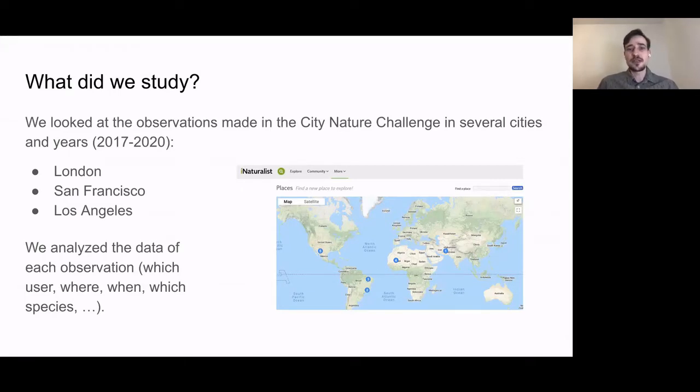We downloaded data from the iNaturalist API and analyzed it. The data we've downloaded is observations made by users, and with each observation, a lot of data regarding the observation: which user made the observation, where it was, when it was made, which species was examined, and so on. There's a lot of data contained, and we delved into that and looked at a lot of different aspects of it.